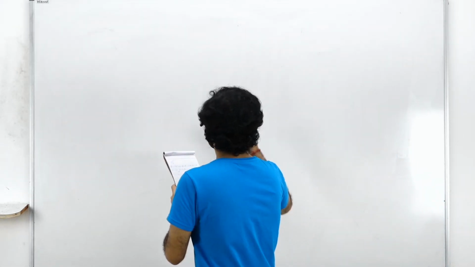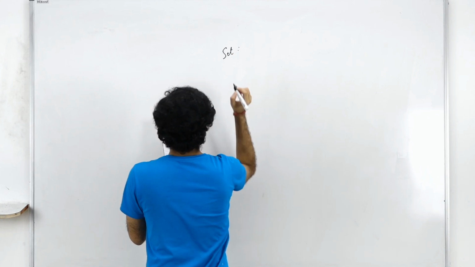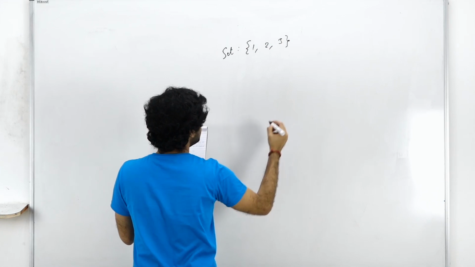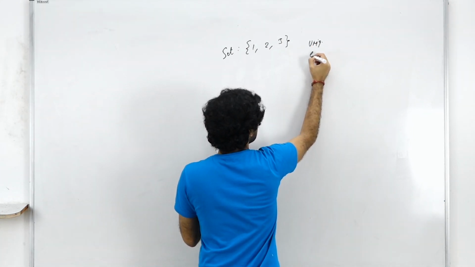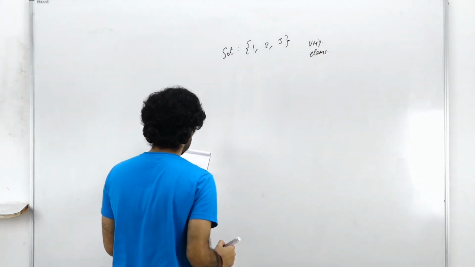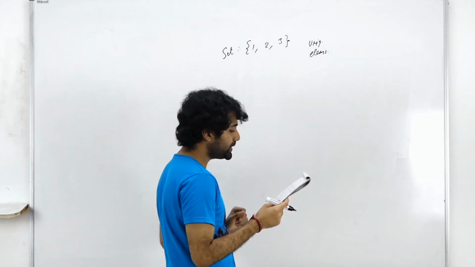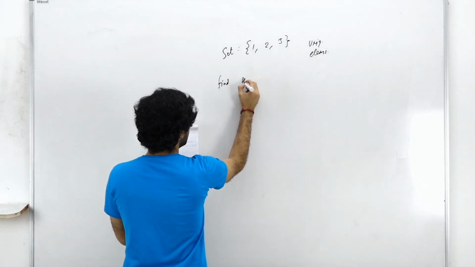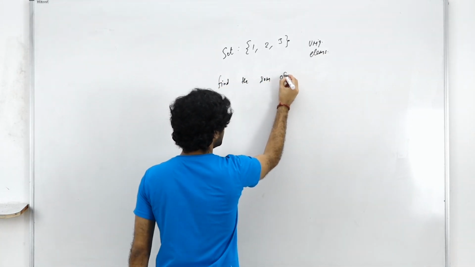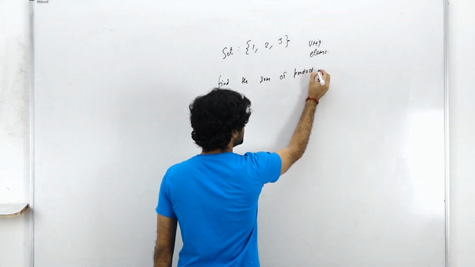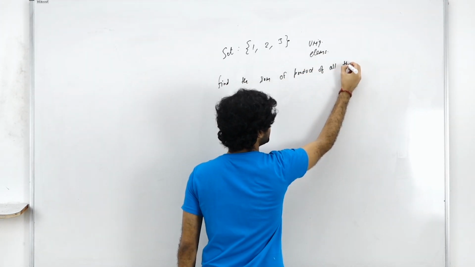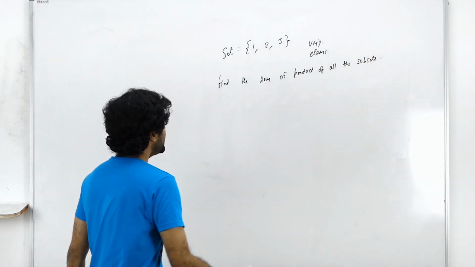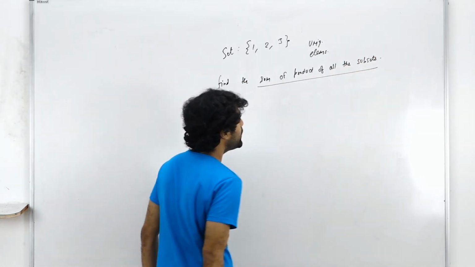So you have been given a set, and I think all of you know what a set is, right? It contains unique elements. This is the set which is given to me, which contains all the unique elements. Now the question is that I want to find the sum of product of all the subsets. This is the question. I want to find the sum of product of all the subsets.